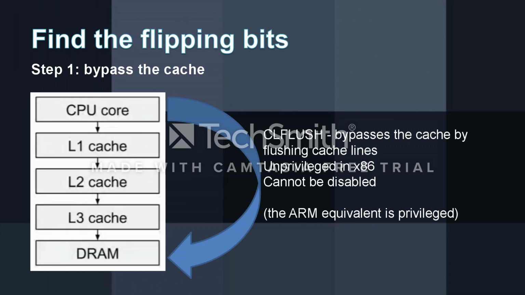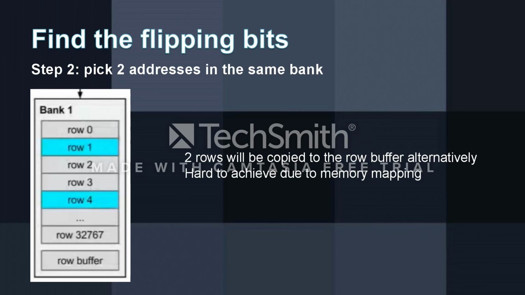The instruction CLFlush invalidates the cache line that contains the linear address specified, thus effectively allows us to bypass the cache. What's surprising is that this is an unprivileged instruction in the x86 architecture, and it cannot be disabled. I do want to point out that the ARM equivalent is privileged, so this technique only works with x86 CPUs. The other requirement is that we need two rows that are in the same bank.